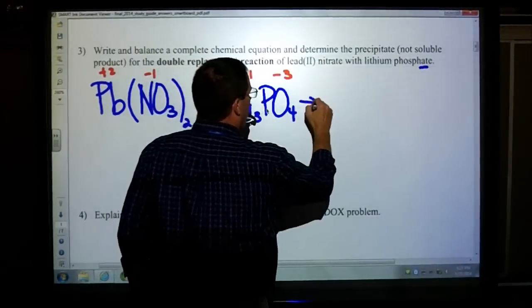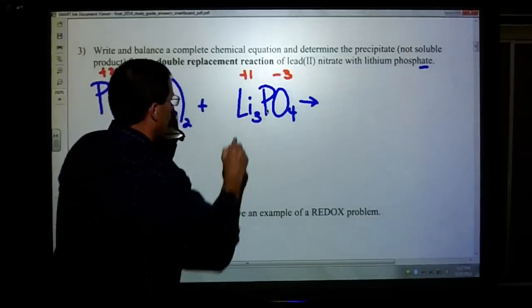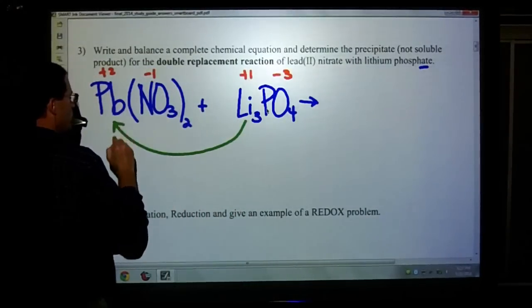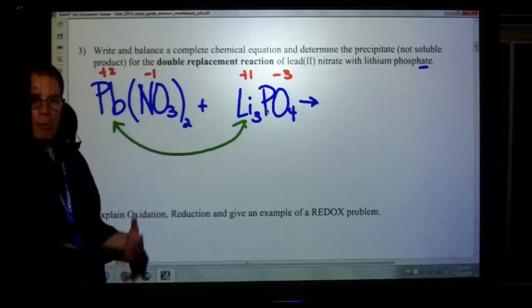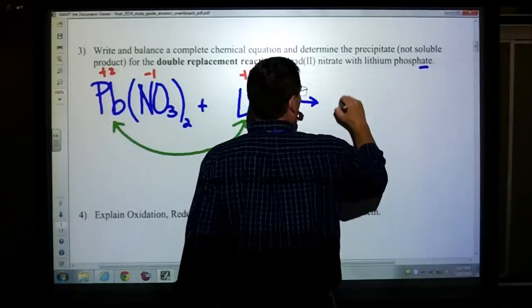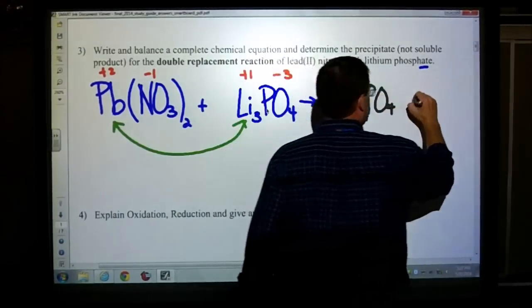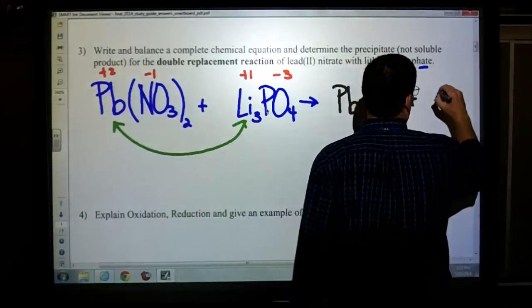All right, so again, this is a double replacement reaction, which simply states that the metals are going to switch places. So let's go ahead and predict what our products are now. So on this side, we'll have the lead with the phosphate, and we'll come back and balance that. And we'll have lithium with nitrate.